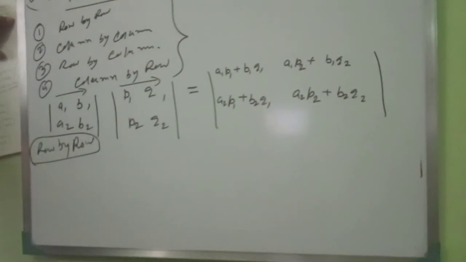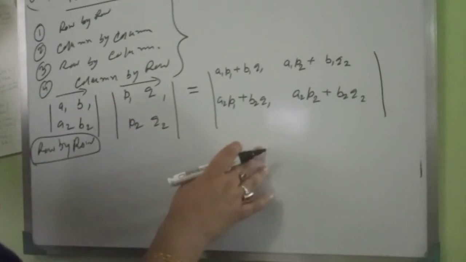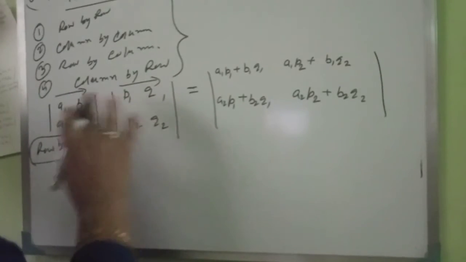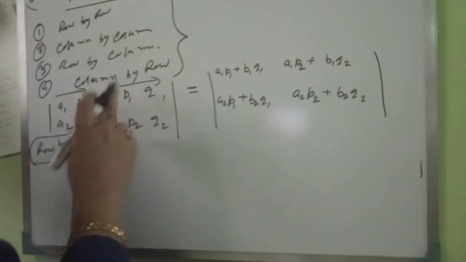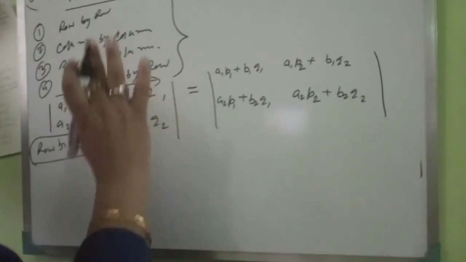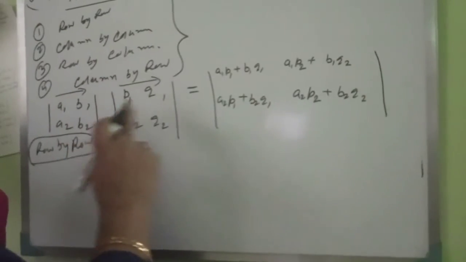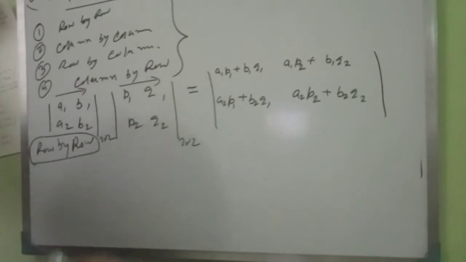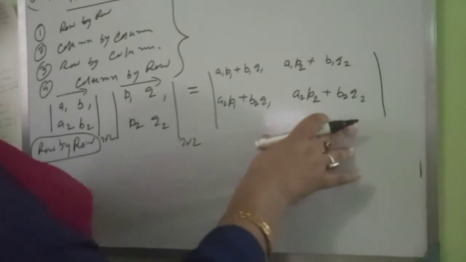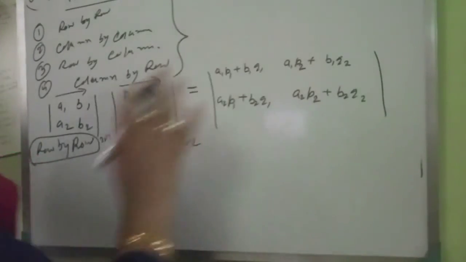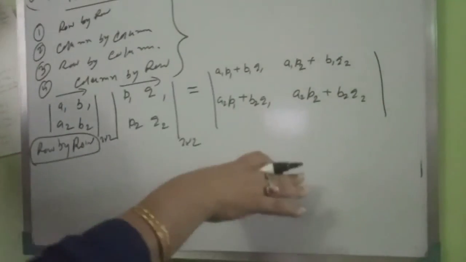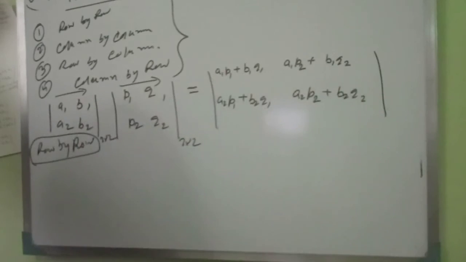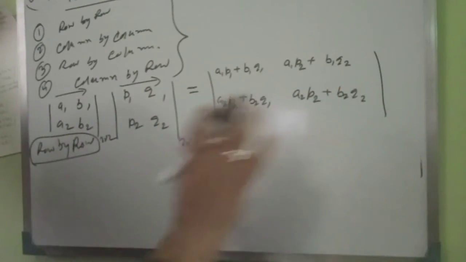Okay, so this is the rule how to multiply two determinants. Obviously two determinants should be of the same order. This is 2 by 2 order. This is also 2 by 2 order. The resultant determinant that we will get is also 2 by 2 order. Okay, so this is the rule to find the multiplication by the row by row method.